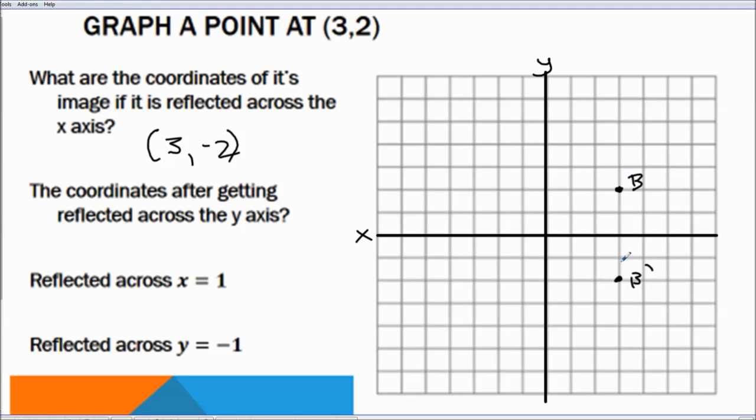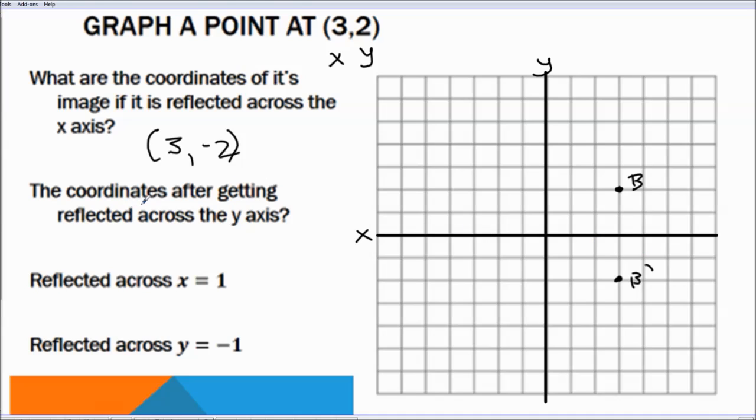When we flipped it across the x-axis, the point did not move to the left or to the right. It only moved down. And that's why the y value changed. That's the up and down value. And that's why the x value, the one that tells us about left and right, didn't change. That's still a 3, but this one became negative. In fact, that's what's always going to happen when you reflect over the x-axis. Your y value will become the opposite of what it was. Okay, so I've got my B prime.